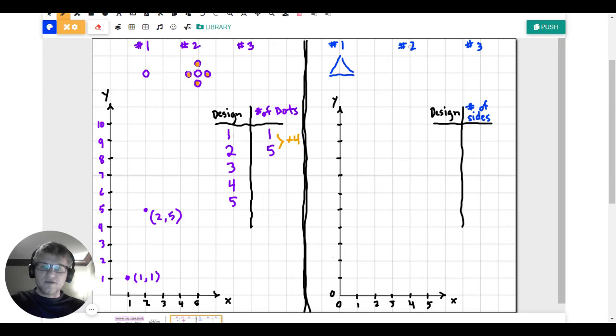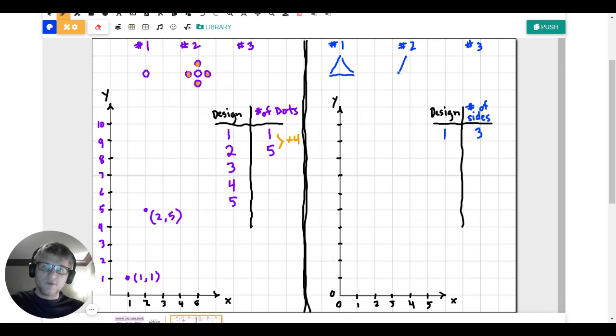The second one I want to talk about today that I want you to do in your notebook is this one here. In this one, we're talking about the number of sides. So in the first one, we have a triangle that's made of 3 sides, right? That makes sense. So we'd go down here and think about 1, 3, but I'm not going to graph it yet. The second one, watch what I do. This is going to be a little different.